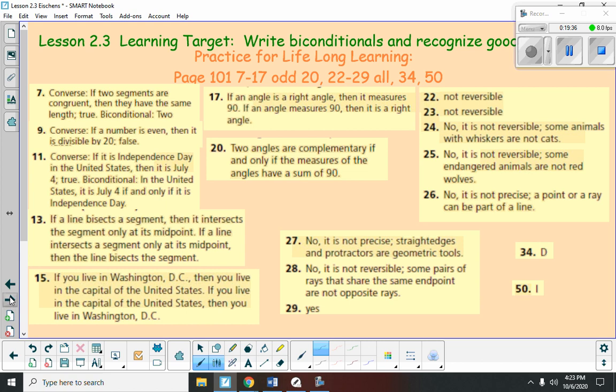And that's it for today. So here's your assignment, page 101, and the answers are here. But do the assignment first, and as you're going, check the answers. Don't just write down the answers, because that won't help you learn. You have to think about these and reason through them.